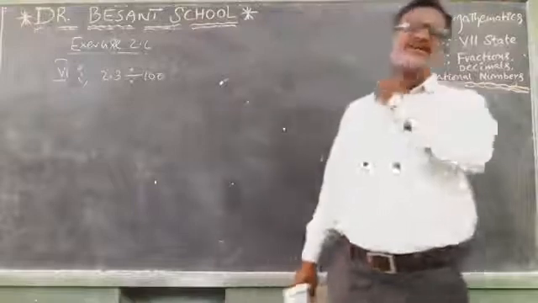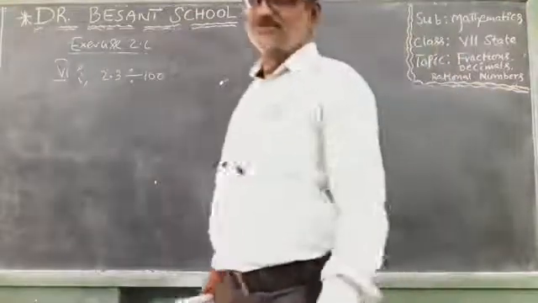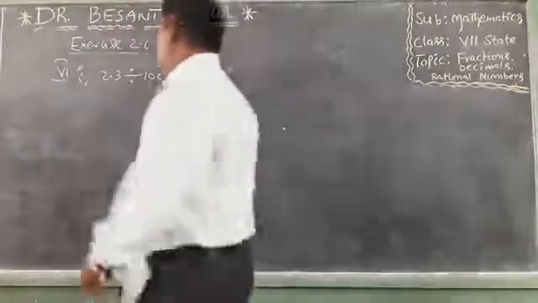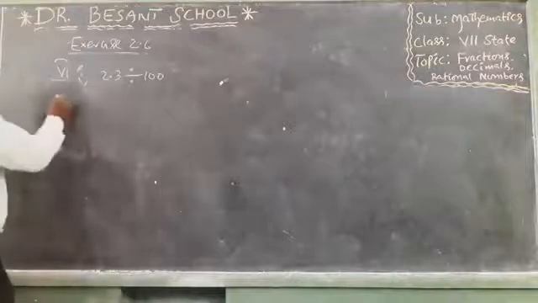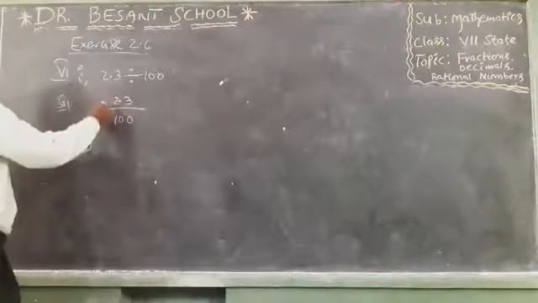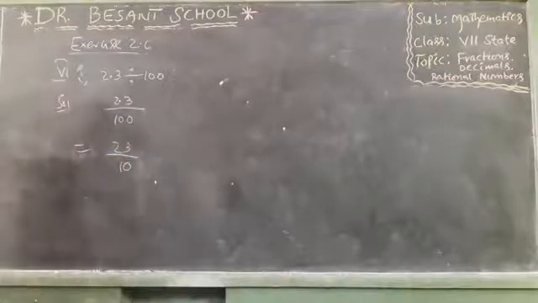Children, till now we completed the decimals, multiplication of decimals. Now we are going to solve the problems based on the division of decimals. So solve the following. First one, 2.3 divided by 100. So children, 2.3 can be written as 23 by 10.